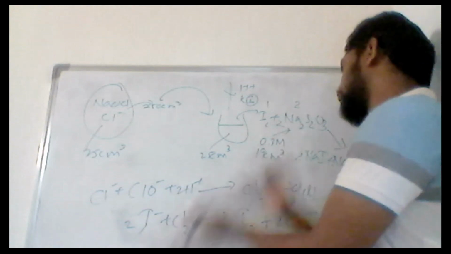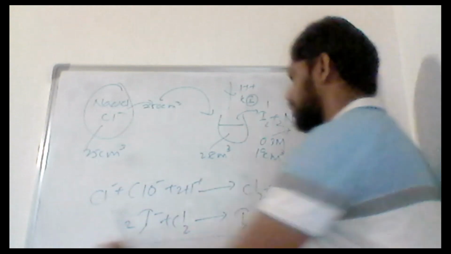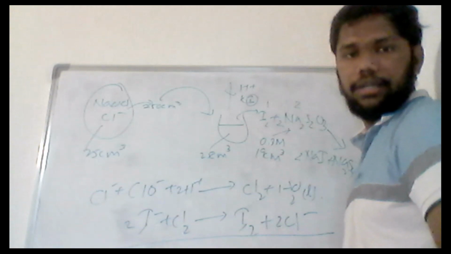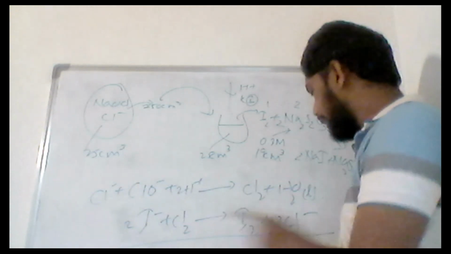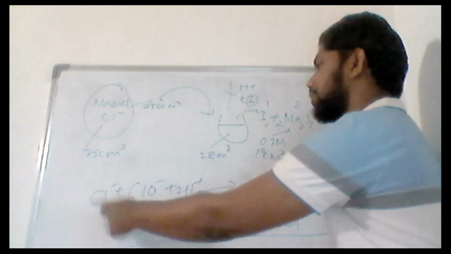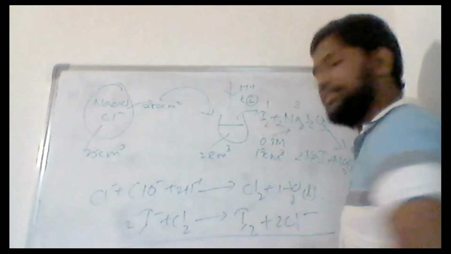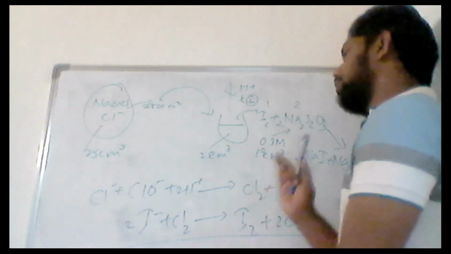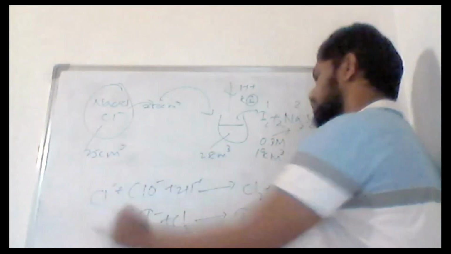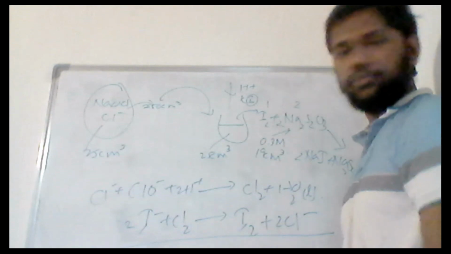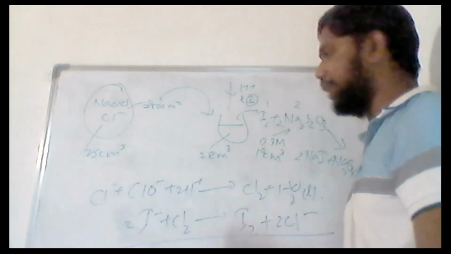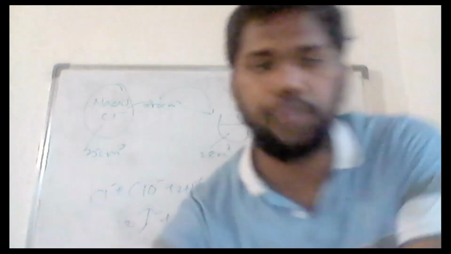Then you can add these two to get an overall reaction if you need, because the Cl2 and Cl2 will cancel out, and there will be 2Cl minus, so only one Cl minus remains. This one will also cancel out for a 1, and there will be an overall reaction with ClO minus and I minus producing Cl minus and I2. So that is the overall reaction that you need. That is what they have asked here.